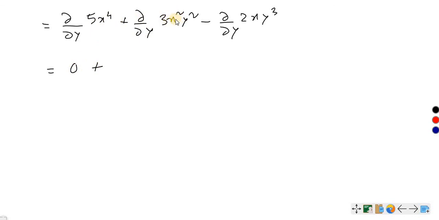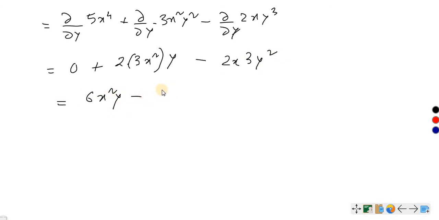What about the second term? Here x is constant, 3 is constant, so only y is left. It will be 2 into 3x squared, and this will be y. You must know the formulas, so I am directly applying them here. Again here 2 is constant, x is constant, so that comes outside, and what is left is 3y squared. So we finally get 2 into 3 is 6x squared y, minus 2 into 3, 6xy squared. This is our final answer. If you simplify it further, you get 6xy times (x minus y).